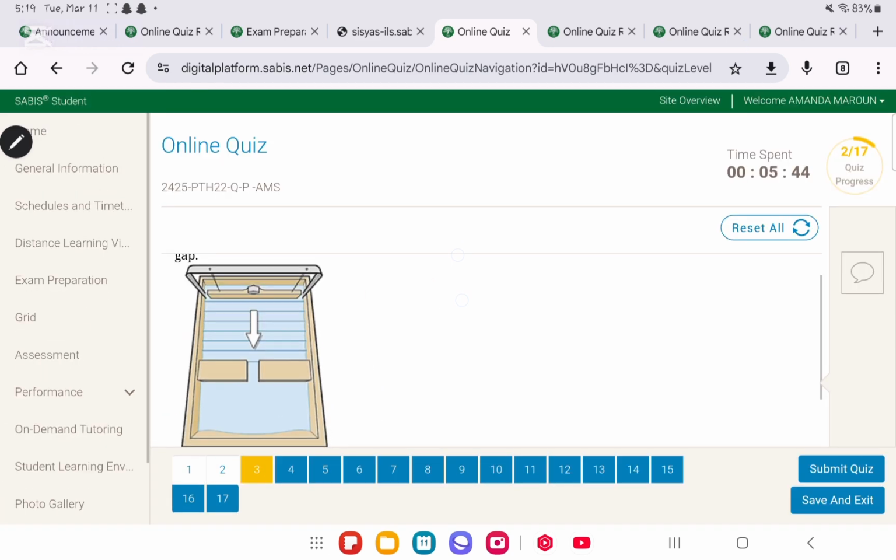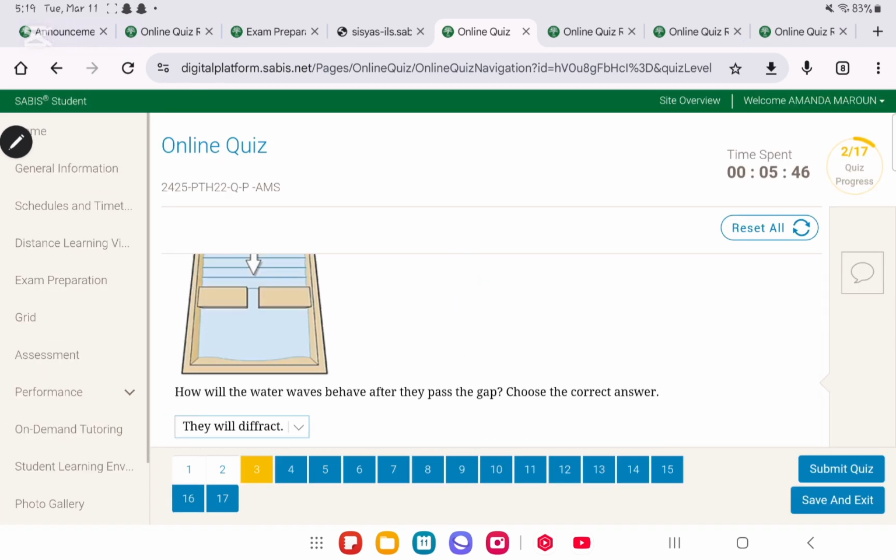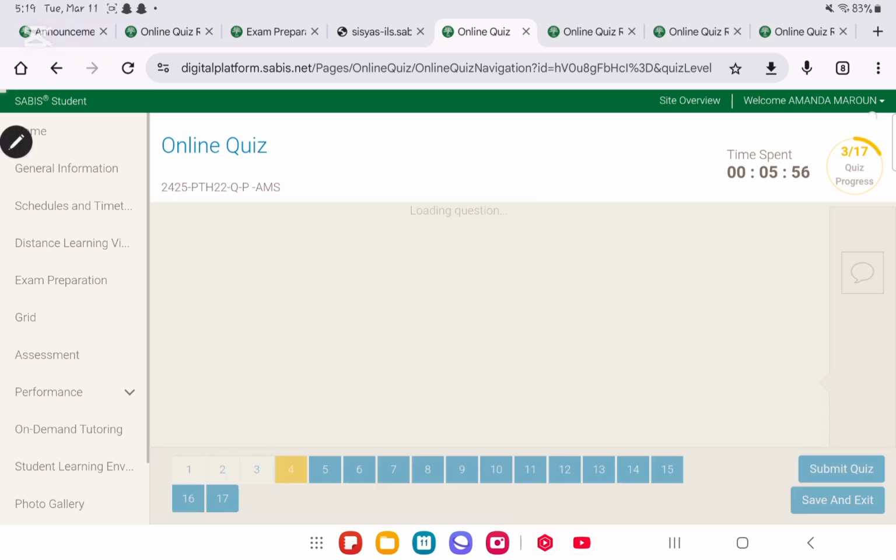Okay, this phenomenon is called diffraction. So what we need to know is that mechanical waves are the waves that need a medium to propagate through. When they pass through a gap, they will automatically diffract.